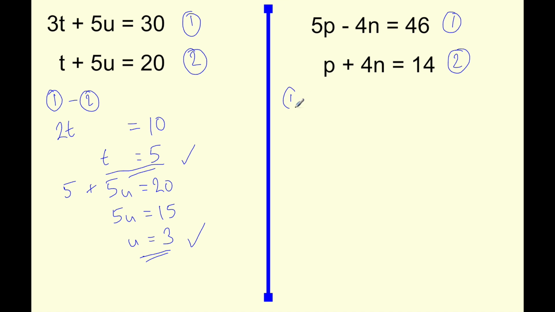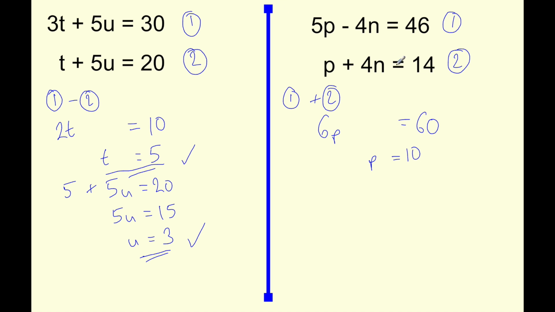So equation 1 add equation 2, and when we add them together, so we have 6p, the -4n plus 4n, well that will take us to 0, and so therefore we've eliminated the n's. 46 plus 14, 60. So I have 6 lots of p is 60, so 1p will equal 10.